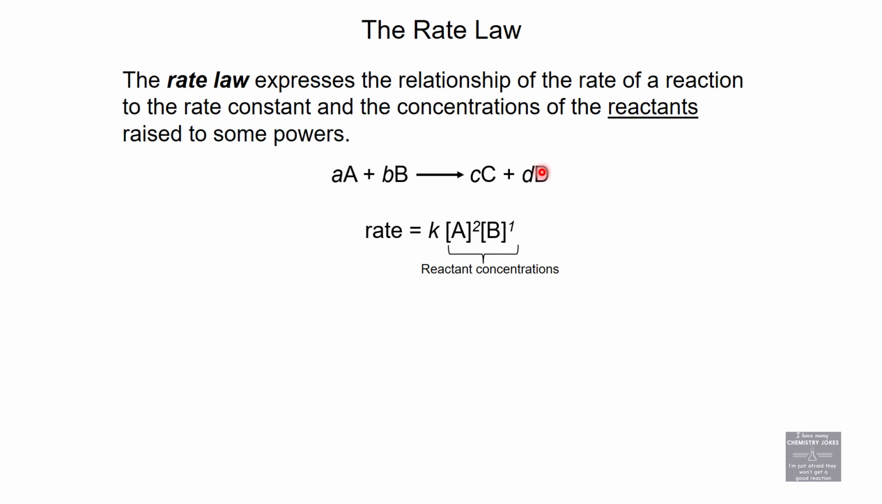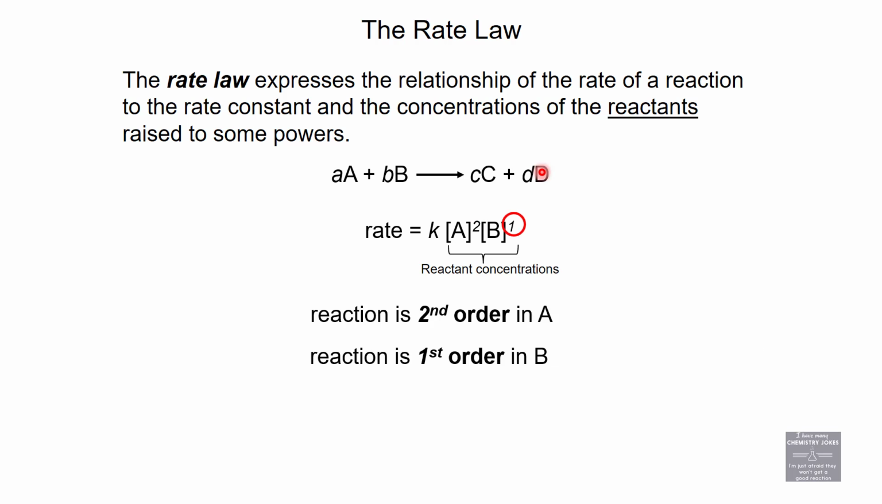Because A is raised to the second power, we would say this reaction is second order in A. What that means exactly, we don't know yet. We're just introducing a couple of terms. We would say it's first order in B because B is raised to the first power. And we would say it's third order overall because you sum the exponents to get the overall reaction order.